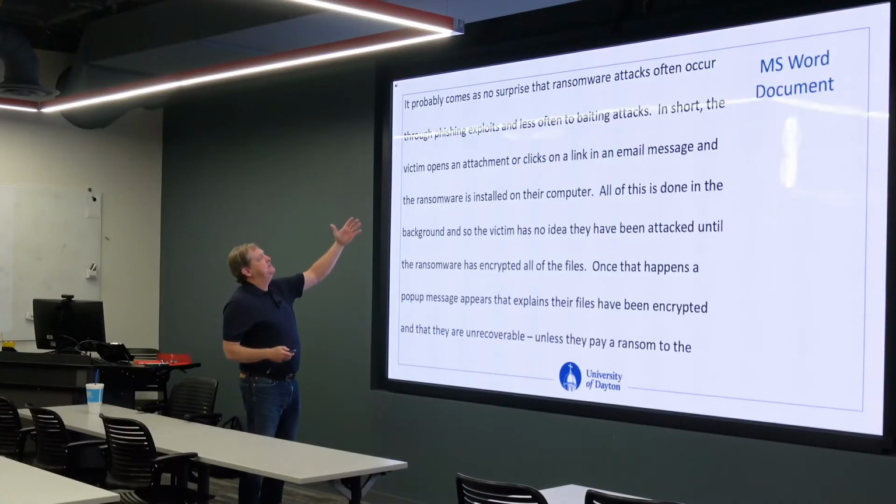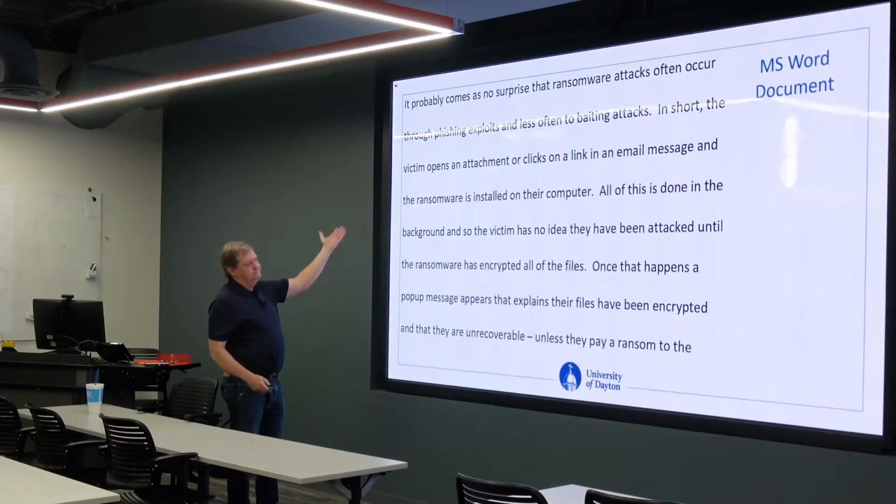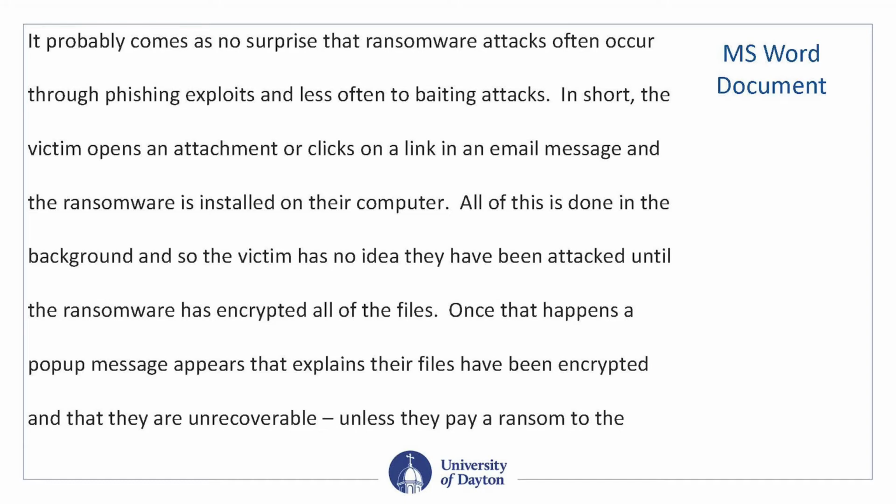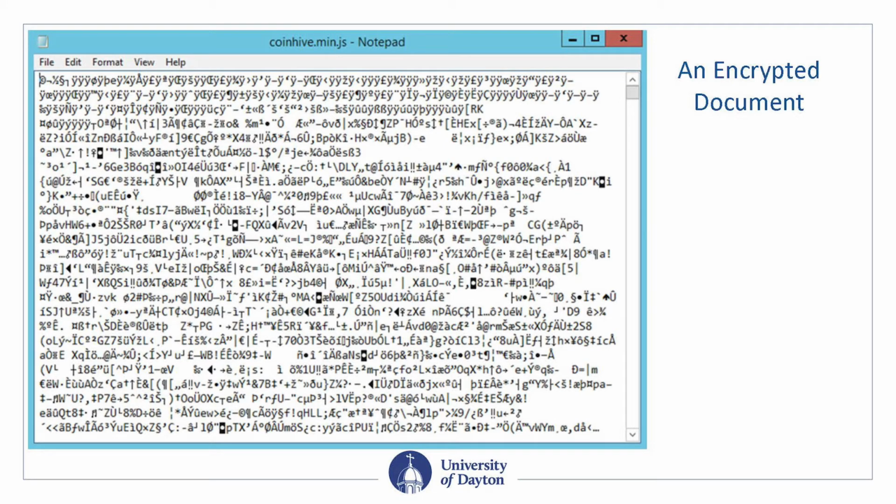So this is an example of a Microsoft Word document. You've seen a million of them. There it is. That's what a Word document looks like. Now we're going to see what that same file looks like after it's been encrypted, and you can see that it's total gibberish. There's no way that you could discern what information was ever contained in this file.